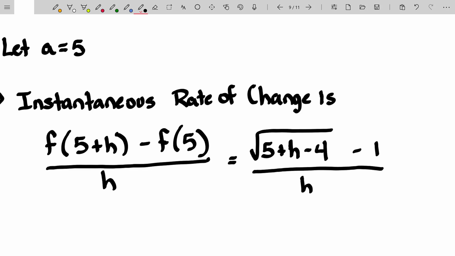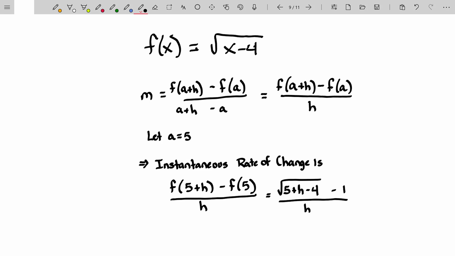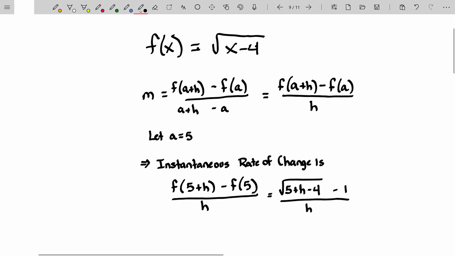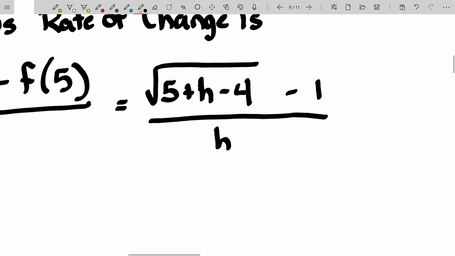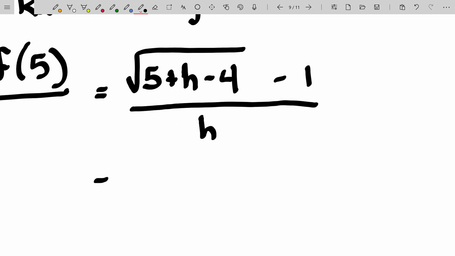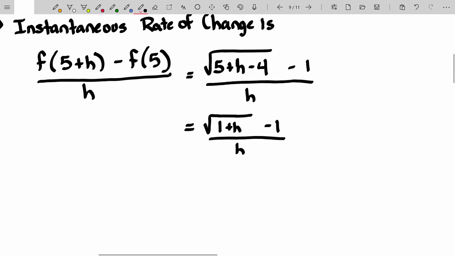So we get the square root of 5 plus h minus 4, minus 1, over h. It's minus 1 because f at 5 is 1. It's f at 5, the square root of 5 minus 4, which is the square root of 1, which is 1. Now let's clean up that radical in the numerator. That's just going to be the square root of 1 plus h, and then minus 1, all over h. And then this is as h tends to 0.